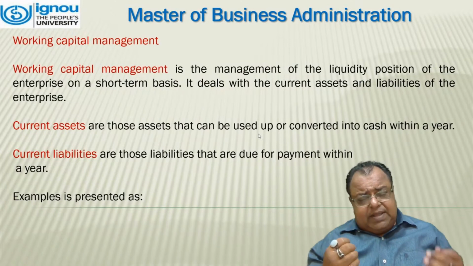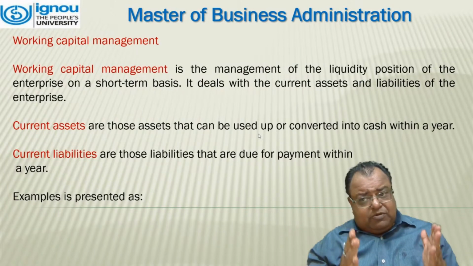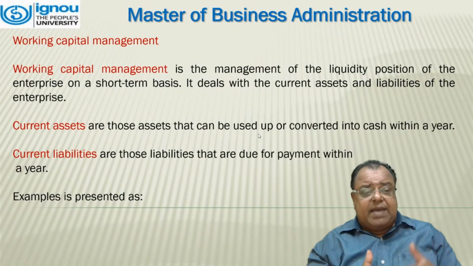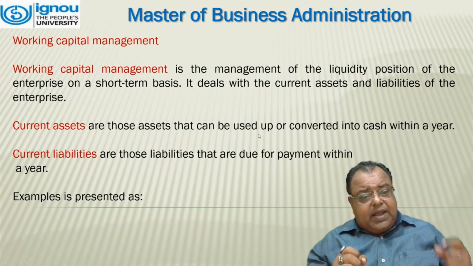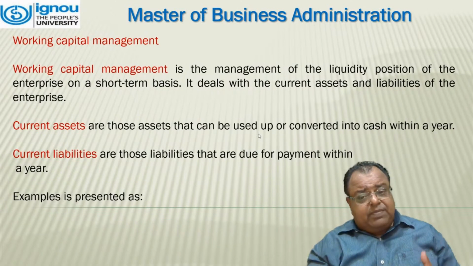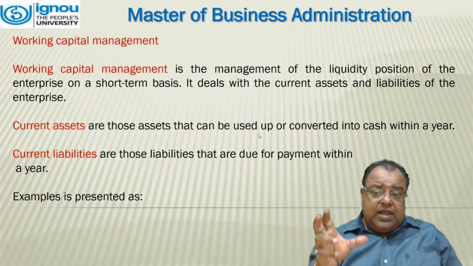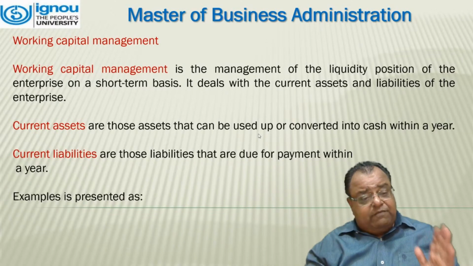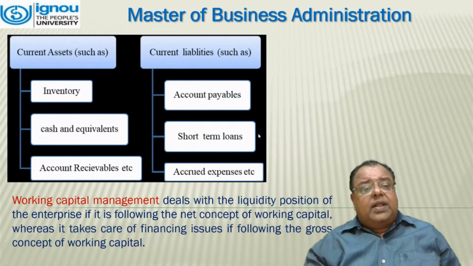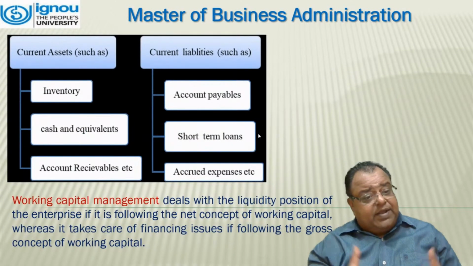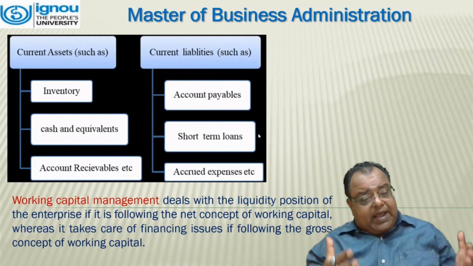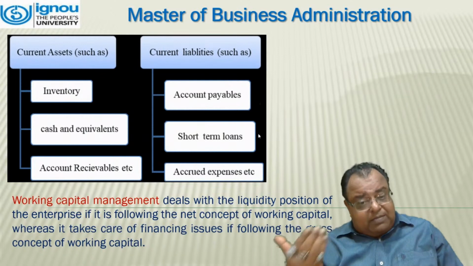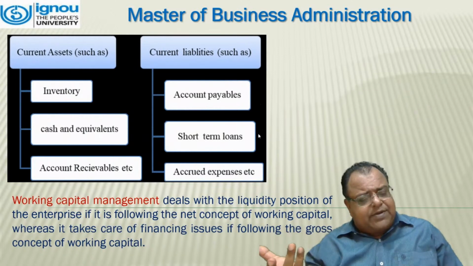Working capital management is the management of the liquidity position of the enterprise on a short-term basis. It deals with the current assets and liabilities of the enterprise. Current assets are those assets that can be used up or converted into cash within a year. And current liabilities are those liabilities that are due for payment within a year. For example, current assets such as inventory, cash and equivalents, accounts receivable, etc. And current liabilities are accounts payable, short-term loans, and accrued expenses, etc.